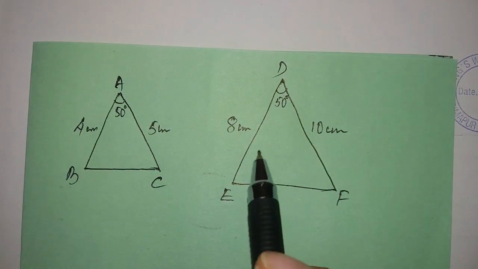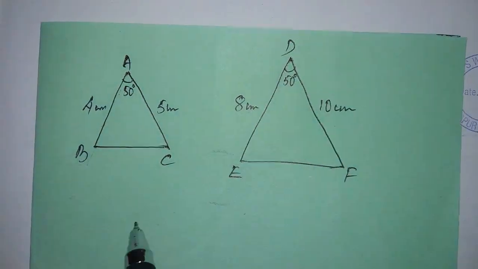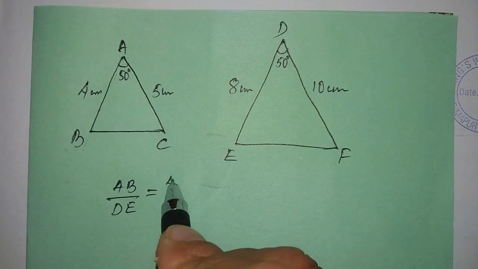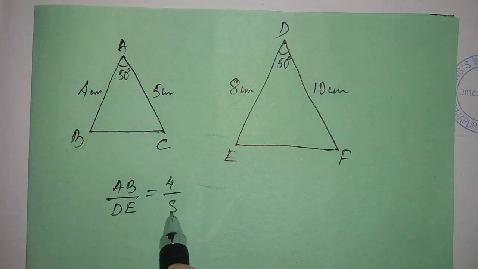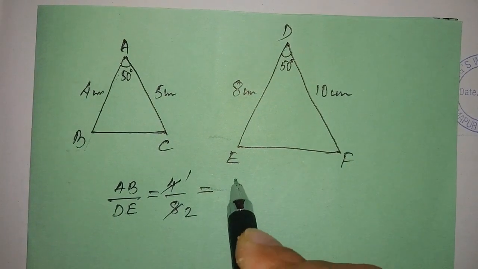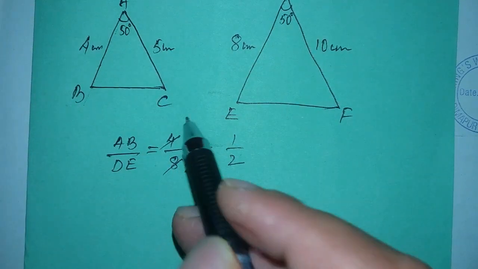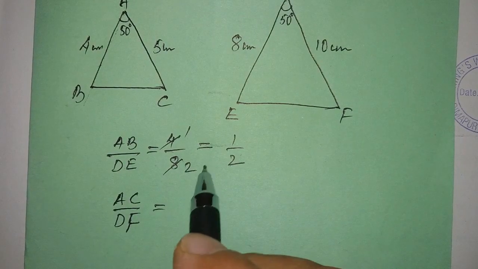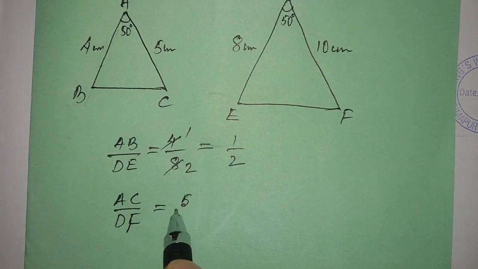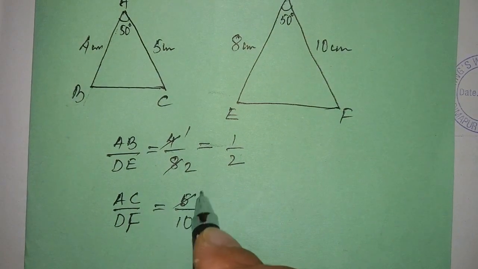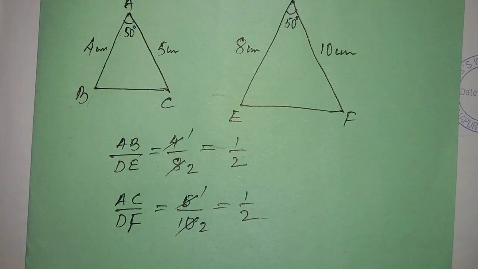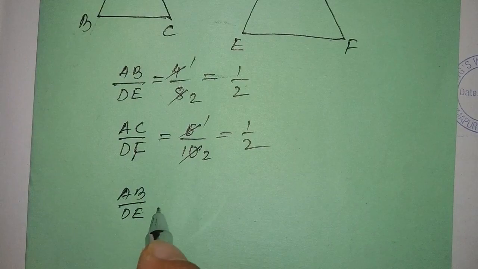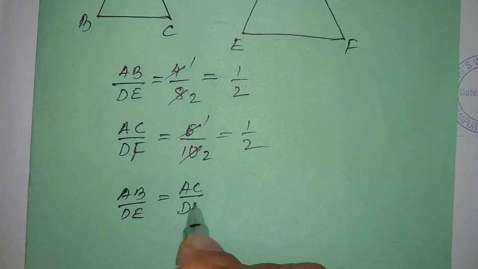Now here, let's find out AB by DE. AB is 4, DE is 8. So 4 by 8, we get 1 by 2. And let's see AC by DF. Now AC is 5 and DF is 10. So here again we have 1 by 2. Now what we have here is AB by DE is equal to AC by DF.